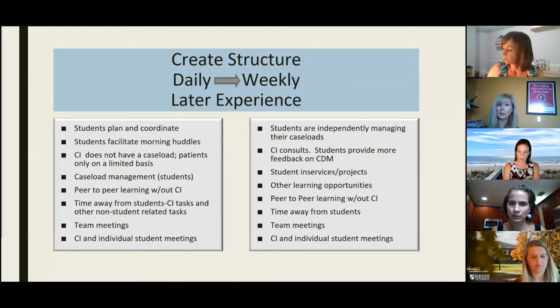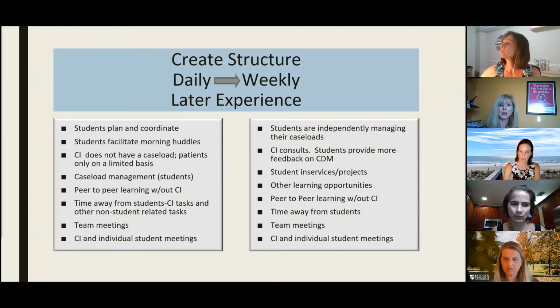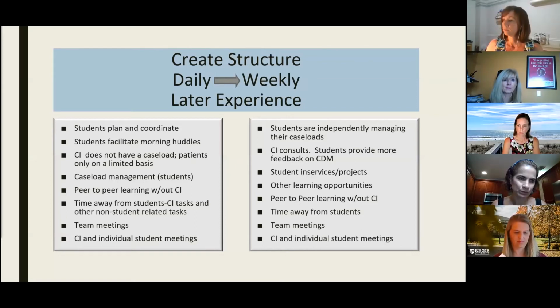As we look at that later part of the week, or a later part of the experience, the students should be pretty much independently managing their caseloads. The CI is now acting more as a consultant. They've been a teacher this whole time, but now they're acting more as a consultant, and the students are providing more and more feedback on clinical decision making. Students are probably going to be involved in in-services and projects. Again, peer-to-peer learning happens without the CI. It can happen with the CI to practice special skills. Time away is still important to have, in your meetings as well. So, next slide.